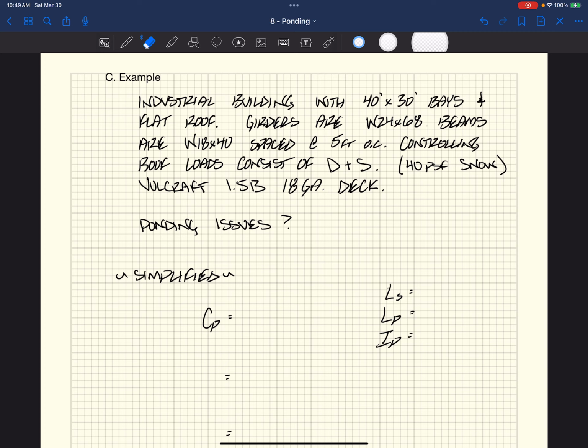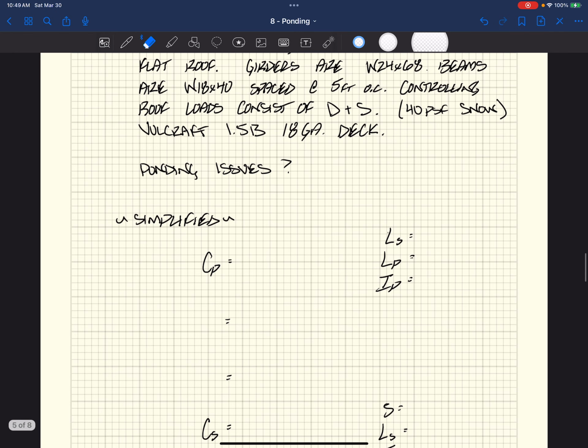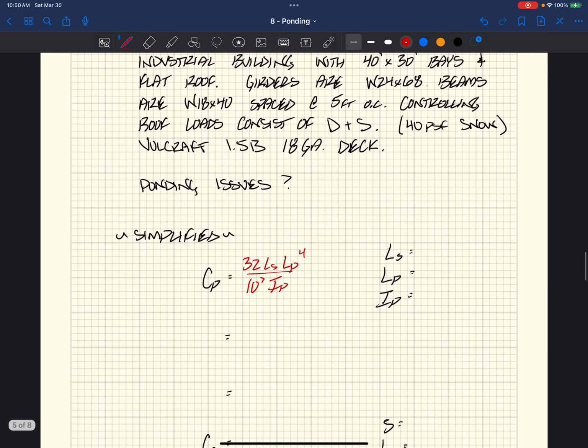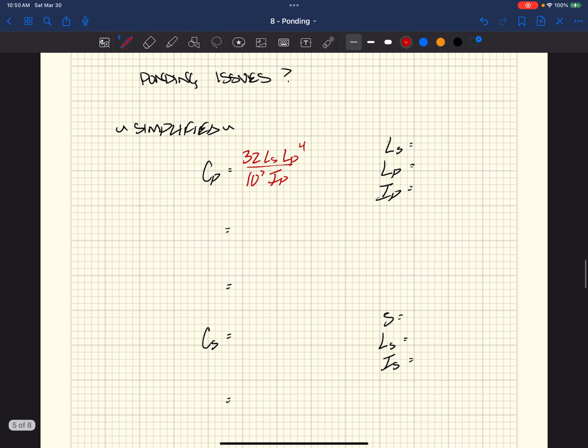So it is a flat roof. In that case, we're going to have susceptible bays. So we're going to just check a generic interior bay. If we look at the simplified procedure here, CP and CS are the 2 flexibility coefficients we're going to want to calculate. So CP is 32 times LS times LP to the 4th, all over 10 to the 7th IP. Well, the length of our secondary members, if it's a 40 by 30 bay, we're going to use our short direction for our beams.